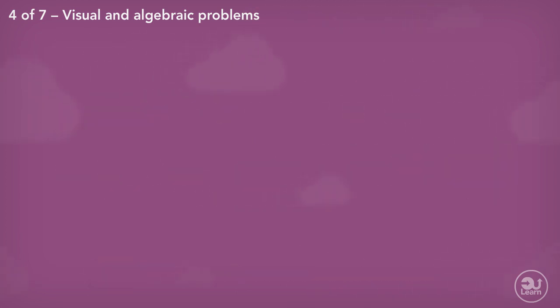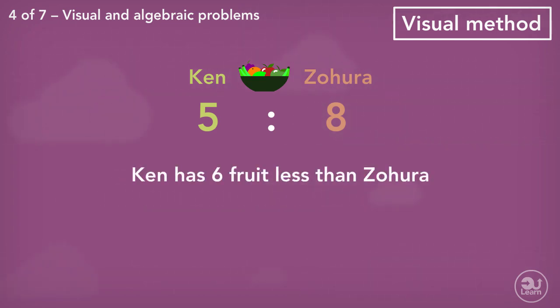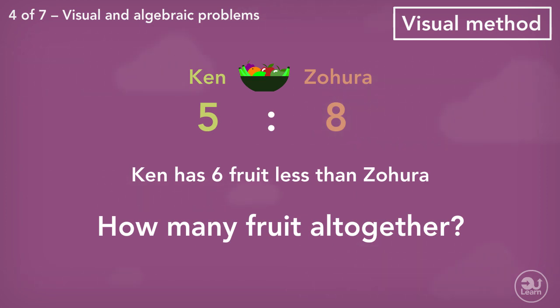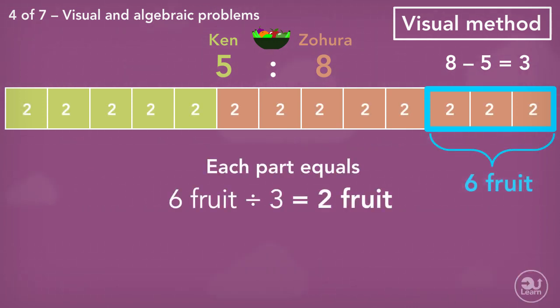Using another example, Ken and Zahura have some fruit in the ratio 5:8. Ken has 6 fruit less than Zahura. How much fruit do they have altogether? Using the previous technique, we can get to our answer visually. Ken has 3 parts less than Zahura, therefore this is equal to a decrease of 6 fruit. 6 fruit equal 3 parts, so 1 part equals 2 fruit.